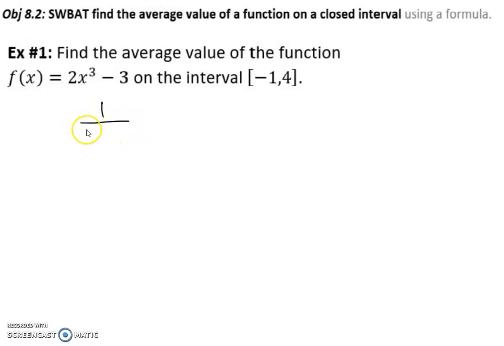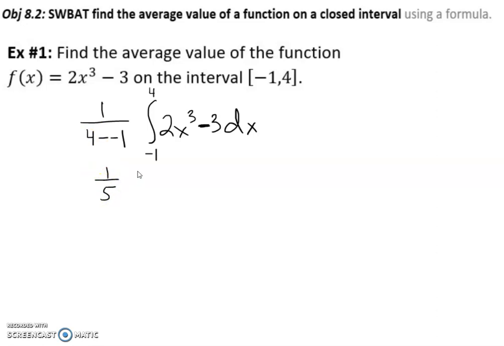1 over b minus a, so that's 1 over 4 minus negative 1. Turn that into a 5 in a second. Integral from a to b, so negative 1 to 4, of that function. So 2x cubed minus 3 dx. This should be a very straightforward problem. It's basically stuff you've been doing for a while, except it's got this fraction out front, but that's really fine. We'll just leave that out front the whole time.